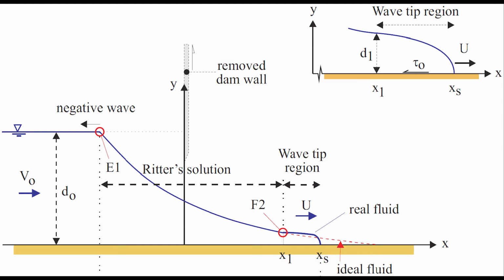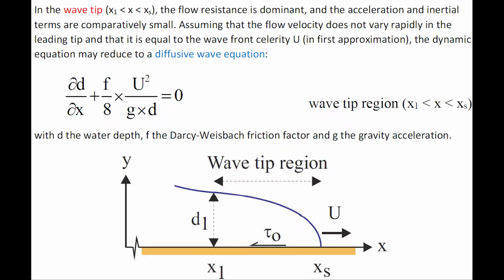This schematic shows a longitudinal free surface profile at a time t after the dam break. The two regions are clearly highlighted: the wave tip region on the right hand side, and the inviscid region, or Ritter solution, in the middle.